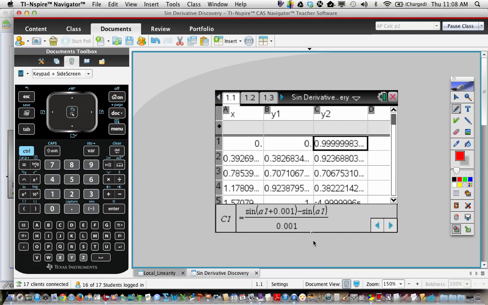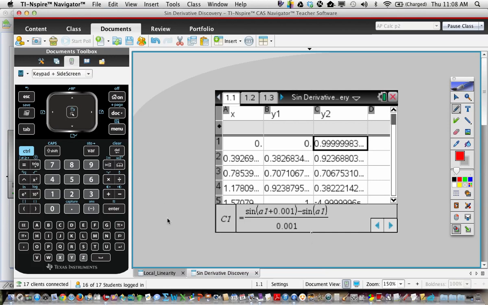So I took my a1, so let's say it's pi eighths, and then I took 0.001 to the right of that, and I subtracted those y values. Sine of the right one minus sine of the left one. And on the bottom, I'd have the x's subtracted, and that'd be 0.001, that'd be the run. So this is slope. So this would be the slope of the sine graph.